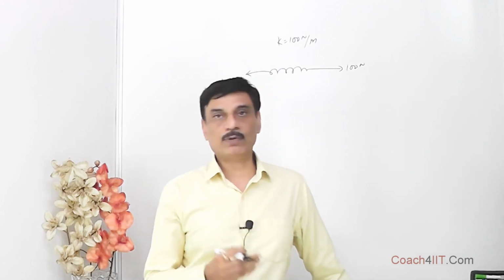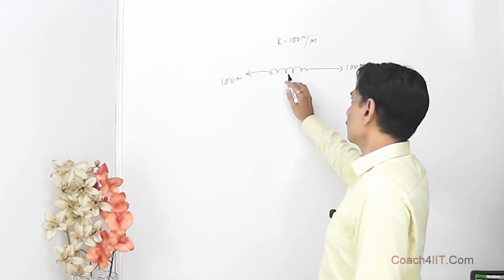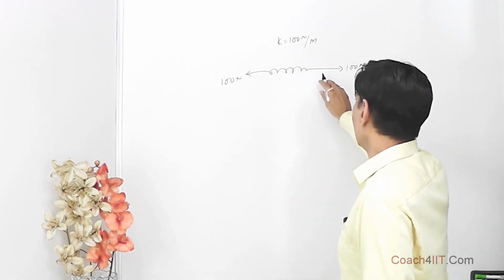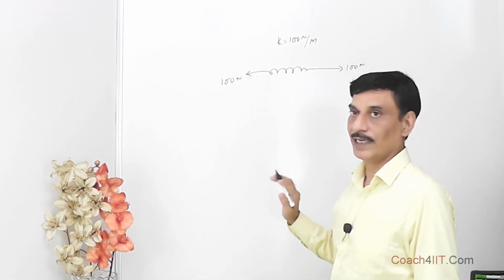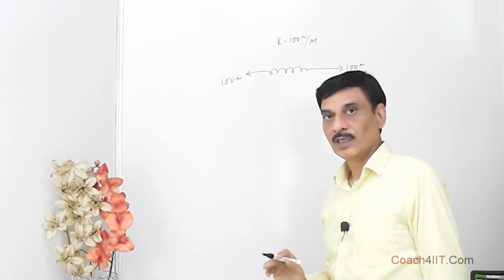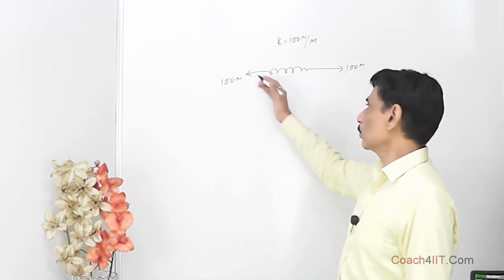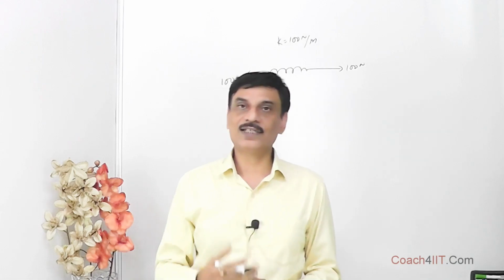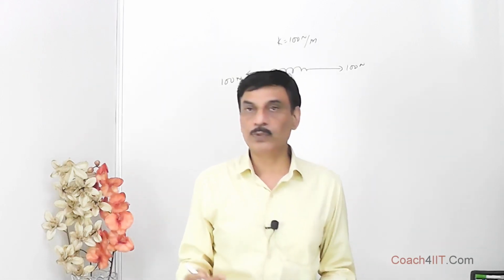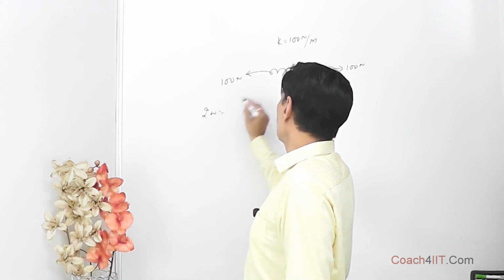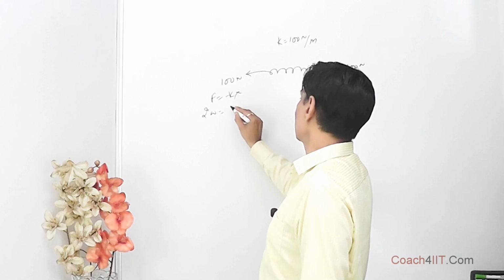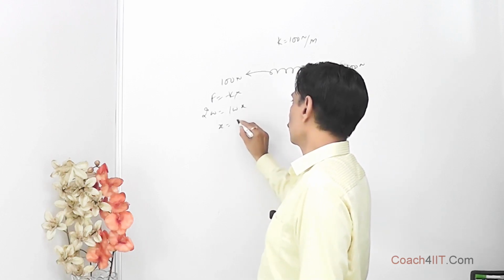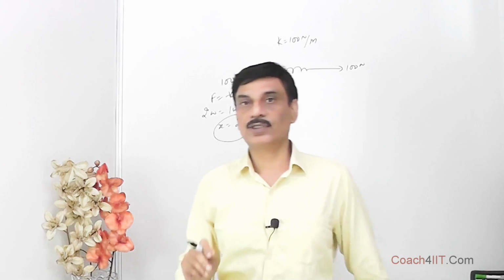Many times I have found students getting confused. Say there is a spring of spring constant 100 Newton per meter, and 100 Newton is being applied onto this end and 100 Newton onto this end. Then what is the extension? Many times students say net force is equal to 0, so there will not be any extension. And some students say the force is 200 Newton, so F is equal to Kx, 200 is equal to 100 into x, so x is equal to 2 meter. That is, the extension is going to be 2 meter.